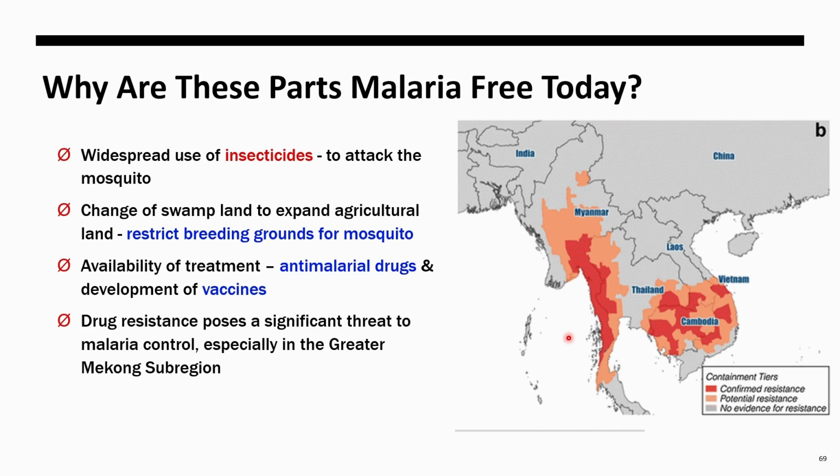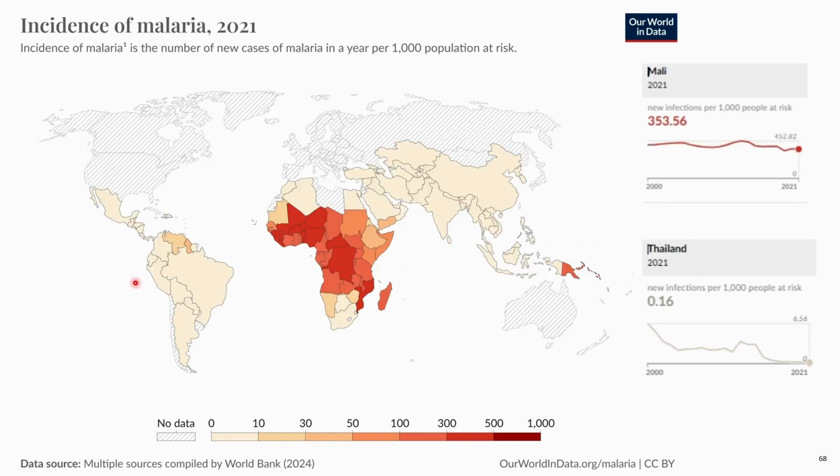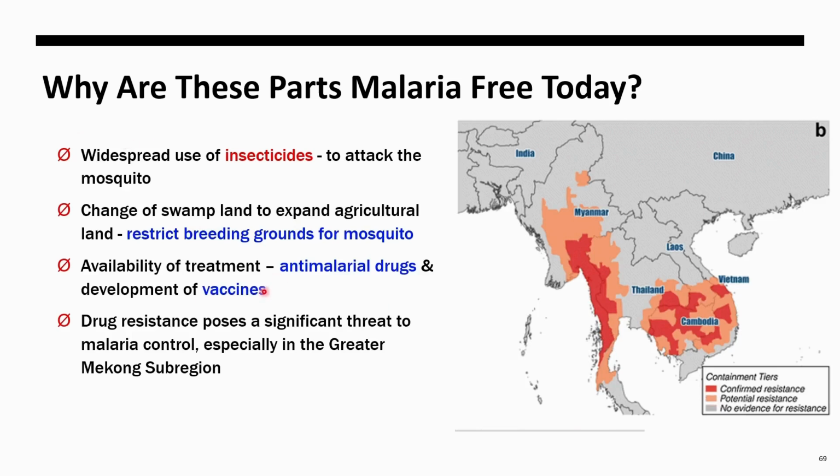If you see most of the countries that eradicated this disease, they are very well developed countries where everyone has easy access to health care. So anti-malarial drugs and vaccines were developed for malaria control.